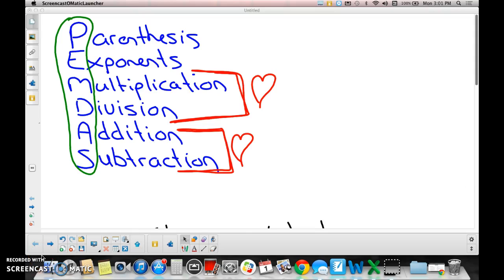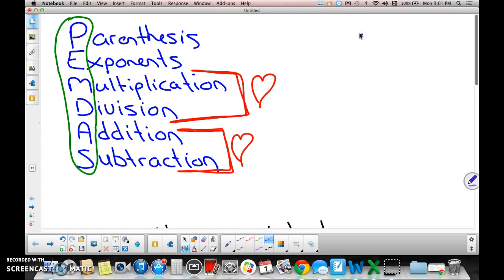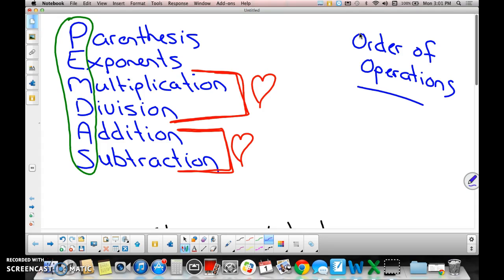This week we are going to be working on order of operations. We did this earlier in the year, so it should be a pretty quick and easy slam dunk. However, I'm going to make it a little bit more challenging than in the past when we did this earlier in the year.